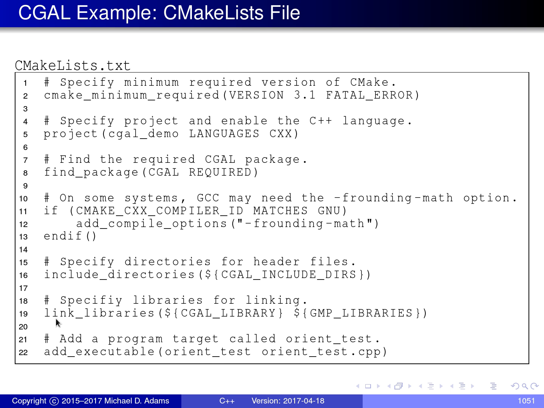Then the next thing we do is we specify any libraries that we need to link with. And there's essentially 2. There's the CGAL library itself, and then the CGAL library uses another library for doing multi-precision arithmetic called GMP. So we need to link against both of these libraries. And these 2 variables, CGAL_LIBRARIES and GMP_LIBRARIES, are both set by the find_package command up above. Then lastly, we create a program target called orient_test using the add_executable command. So the first parameter here is specifying the name of the program target, and the remaining parameter here is specifying the single source code file that is associated with this target.